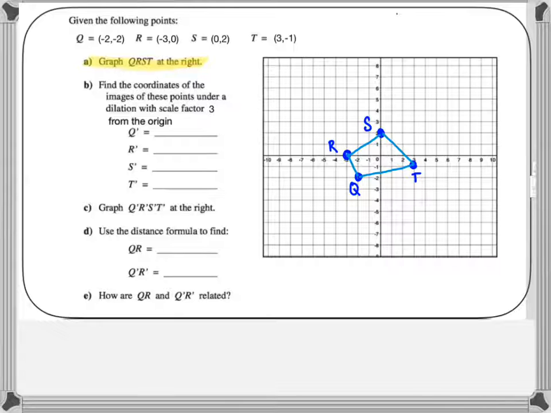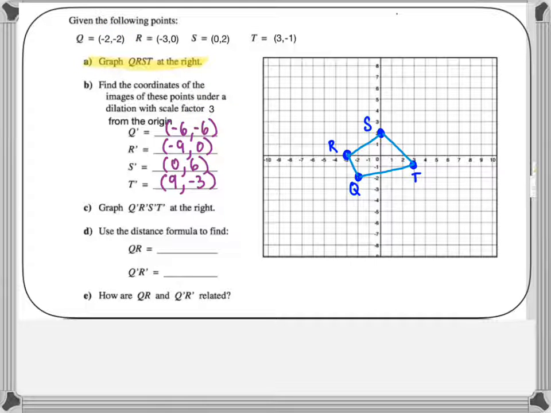And what it wants us to do next is find the coordinates of the images of these points with a dilation of scale factor 3, and it's all from the origin. So just like the previous video, we're going to take all of these original points and multiply each of the x's and y's by the scale factor 3. Okay, so let's go ahead and do that. There's all the points, and remember, the only thing we did is take these, multiply them by 3, and each one of those is down there.